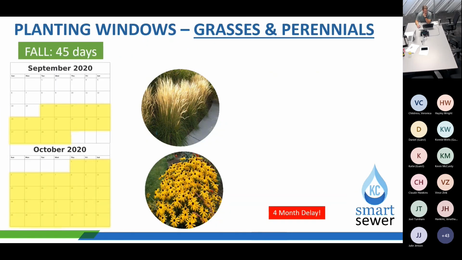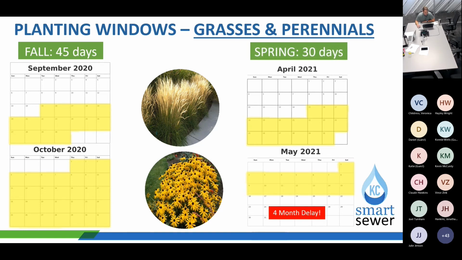Planting windows for grasses and perennials. Obviously, there's a couple planting windows. The fall planting window is 45 days. The spring planting window is 30 days. So for the fall, it starts September 15th and goes through October. And in the spring, April 15th and goes through mid-May. That is a 24-week delay from fall to spring. And if you're unable to hit the spring planting window, it's a 4-month delay. So take this into consideration and track the contractor's schedule as this relates to them being able to achieve the AFO date.